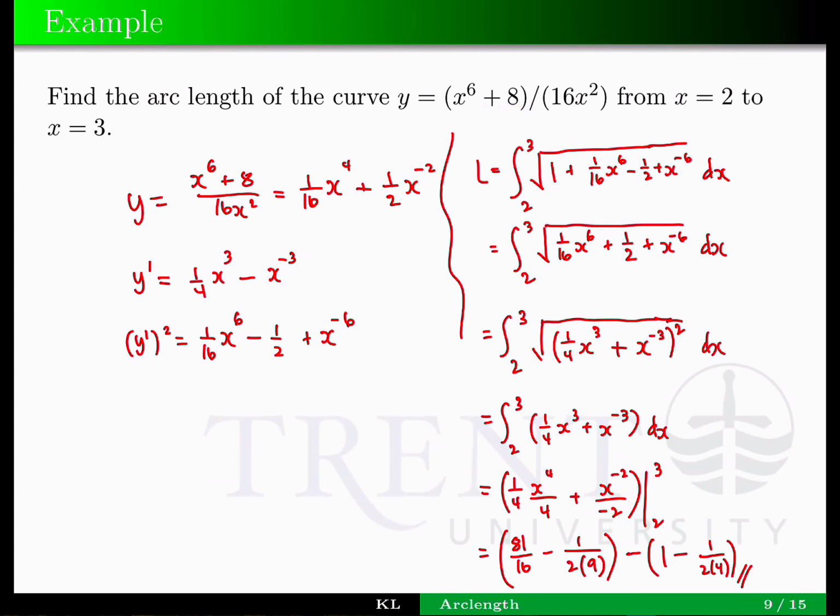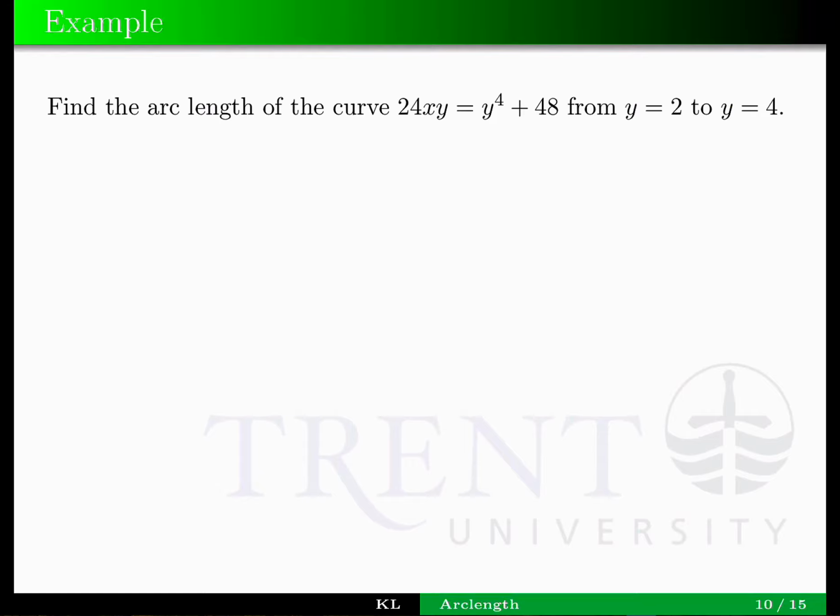Now you can work on this example. You want to find the arc length of the curve 24xy equals y to the 4 plus 48. So choose how you will write your function. But anyway, I think you can just write this as x in terms of y, simply because this is y to the 4. Here you just have x. That's the highest power of your x is 1. So if you divide everything by 24y, then you will be able to write this as x in terms of y. And furthermore, you get y equals 2 until y equals 4.